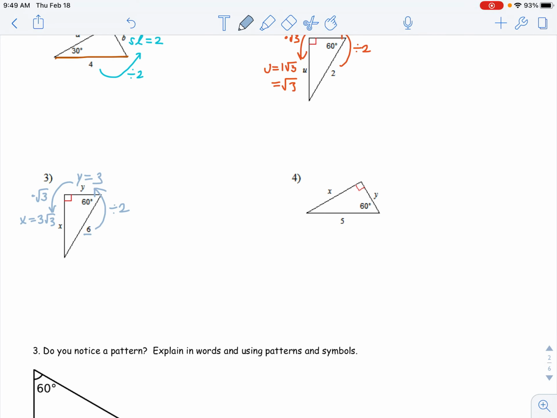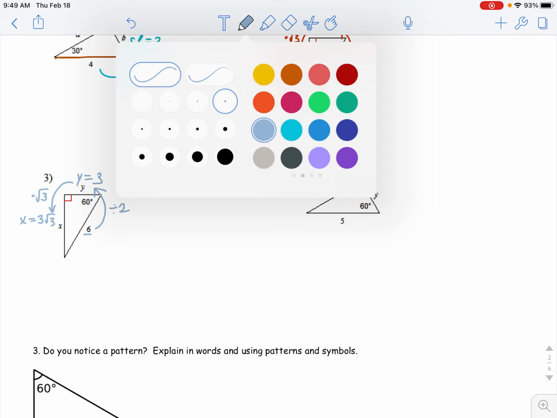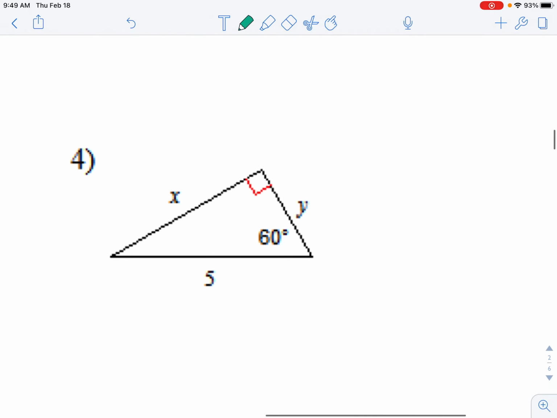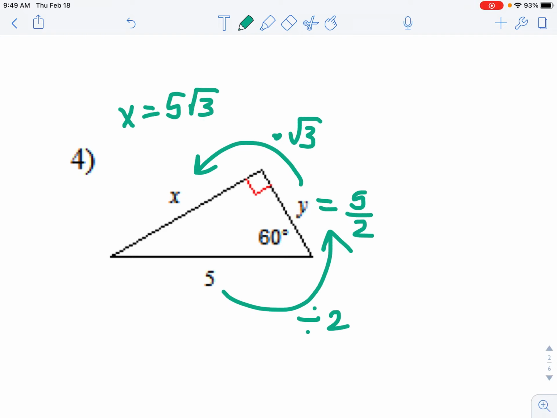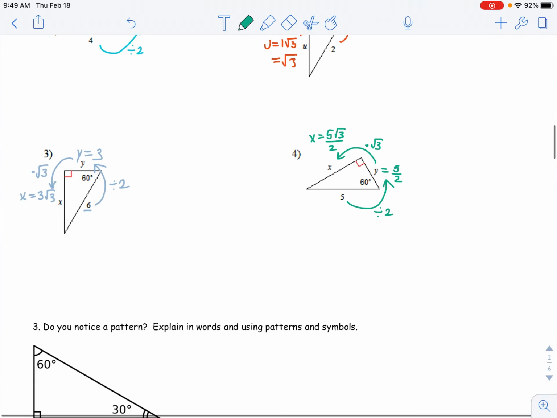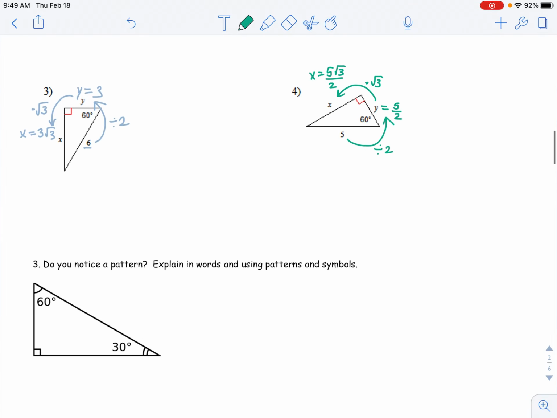Nice. And then number 4, again, be confident in what you do. Be all right with fractions. I know students like to get spooked a little bit by fractions, but we're just going to say y equals 5 over 2. And then to get to the long leg, multiply by radical 3. This is a perfect answer. This is considered exact and simplified. All right, that's it, just knowing the rules.